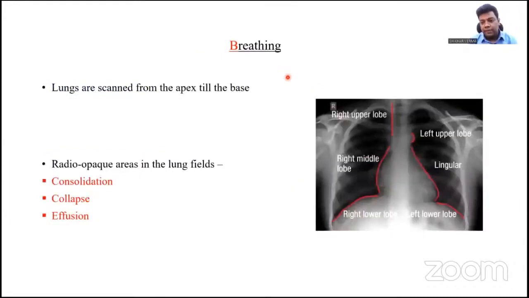Now comes the breathing part. In the breathing part, we scan the lungs from the apex to the base. We'll be scanning the lung field from the apex to the base, like right upper lobe, middle lobe, and lower lobe, and left upper lobe and left lower lobe. Any radio-opacity in the chest X-ray can be due to consolidation, collapse, or effusion.